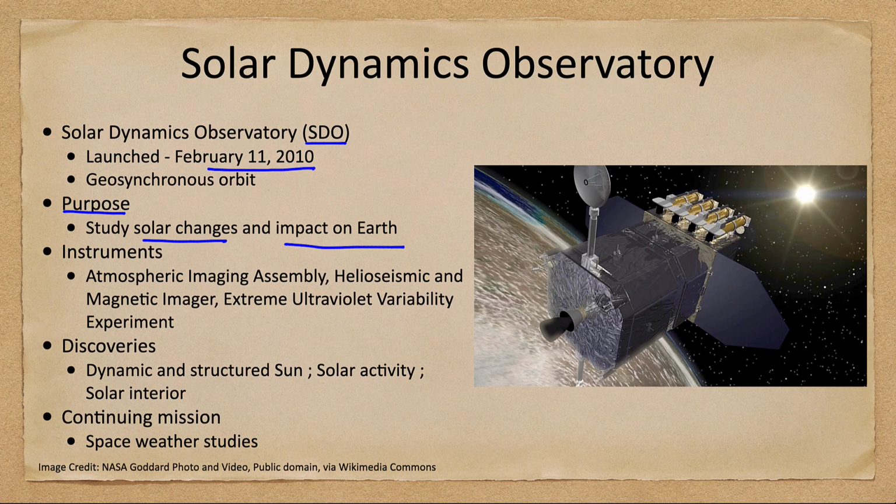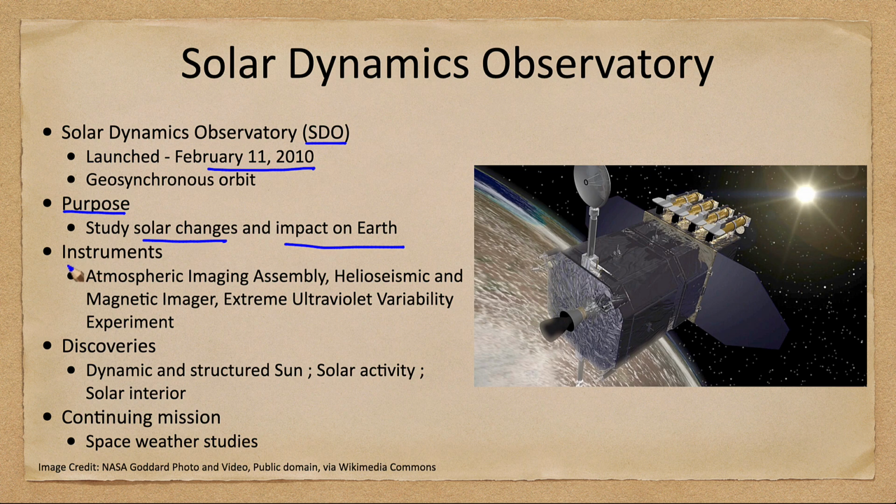Its goals include understanding the sun's magnetic field, the origins of solar flares and coronal mass ejections, and how energy moves from the solar interior to the outer atmosphere. These processes drive space weather, which can impact satellites, astronauts, power grids, and communication on Earth.